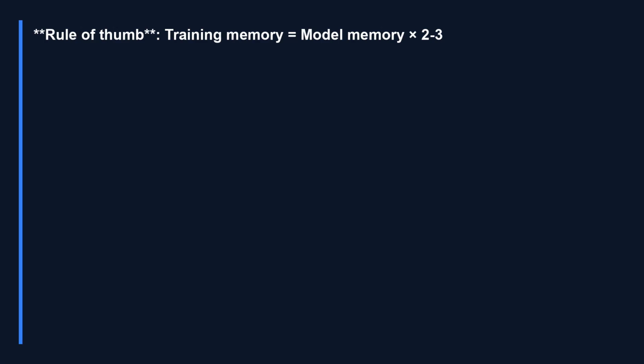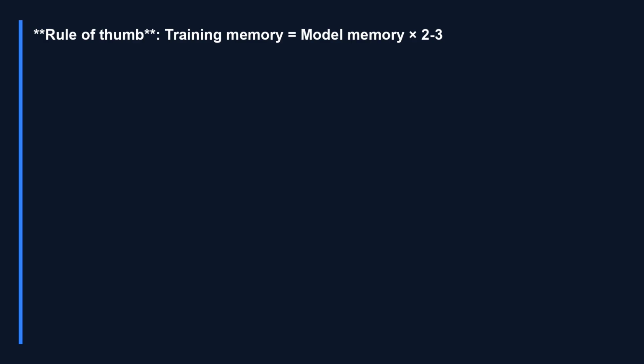A reliable rule of thumb: training memory runs 2 to 3 times the model's static memory footprint. That multiplier accounts for gradients on the trainable parameters, optimizer states, and the activation tensors that accumulate during the forward pass.